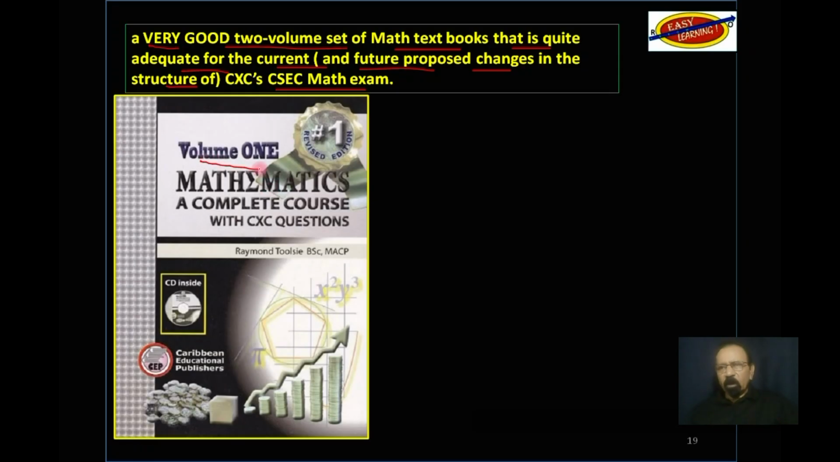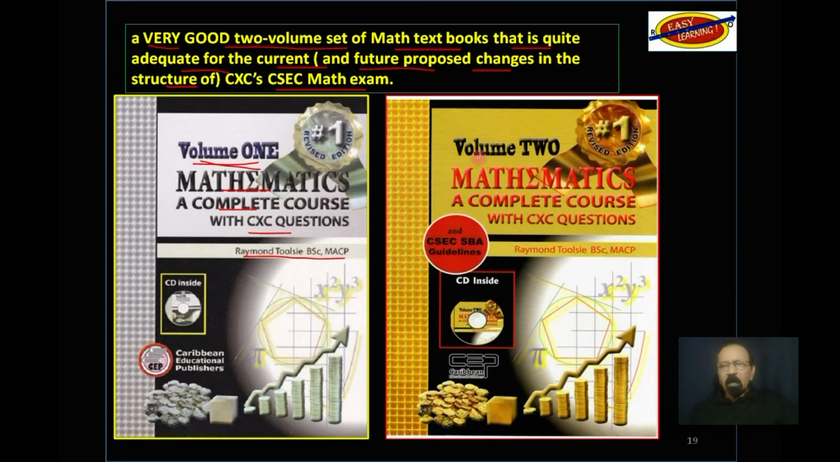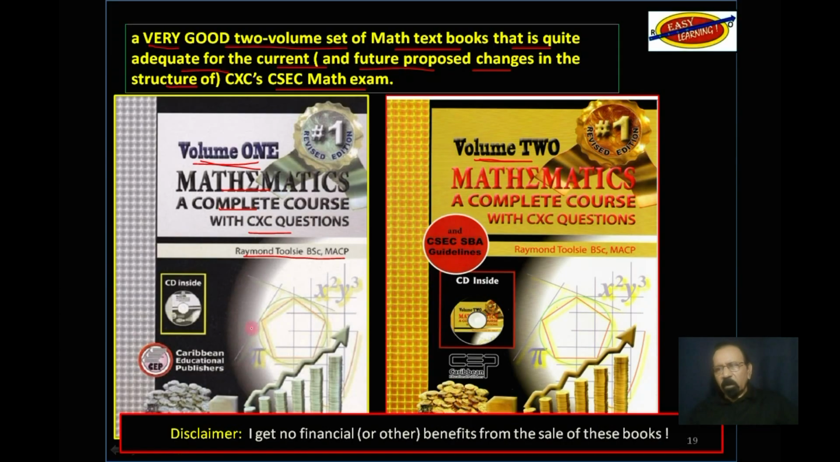This is a picture of volume 1, Mathematics, a Complete Course with CXC questions by Raymond Tulsi, and this is a picture of volume 2. Please note this disclaimer down here. I get no financial or other benefits from the sale of these books.